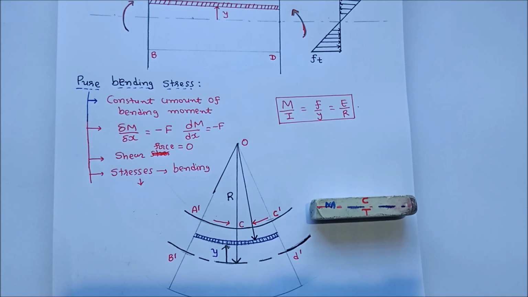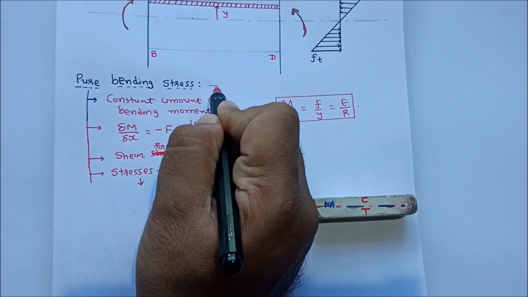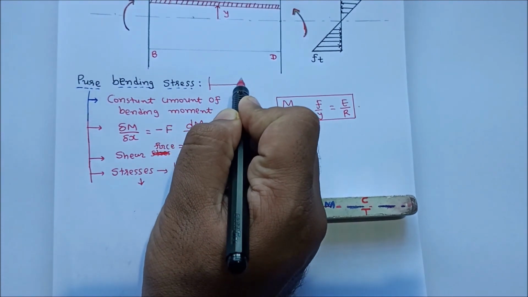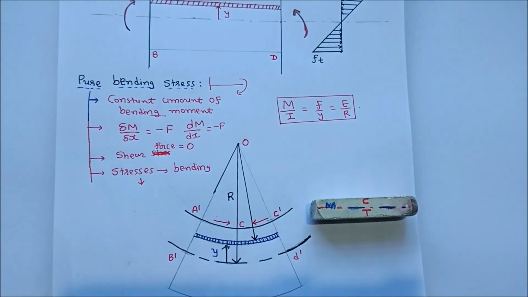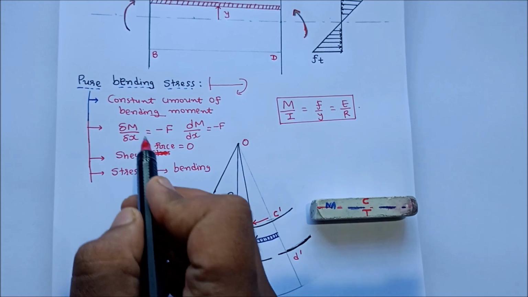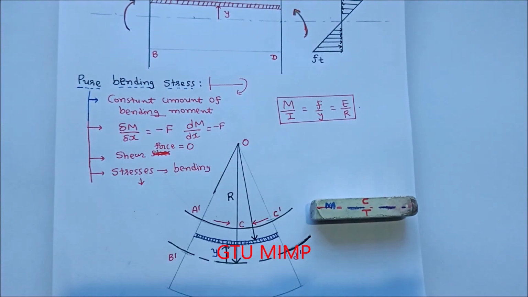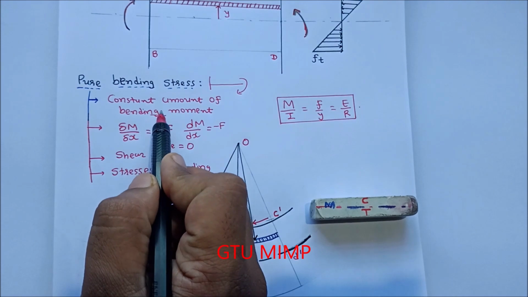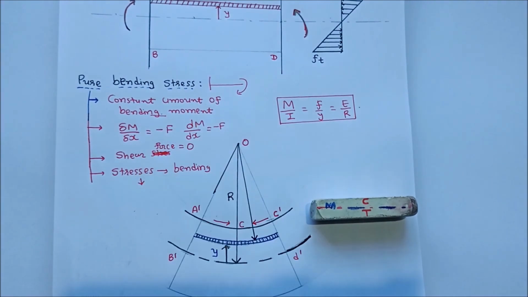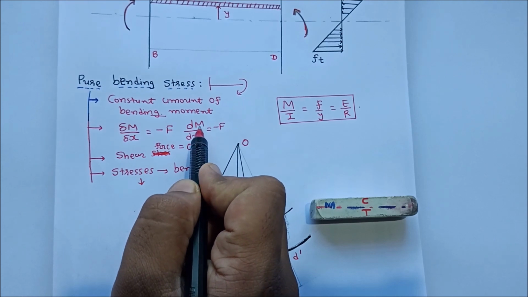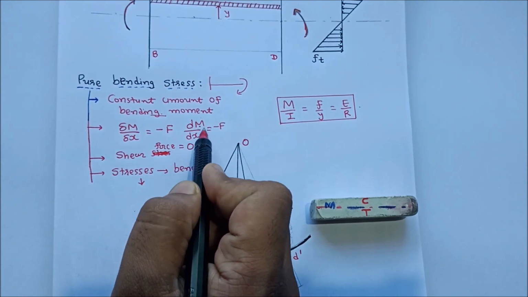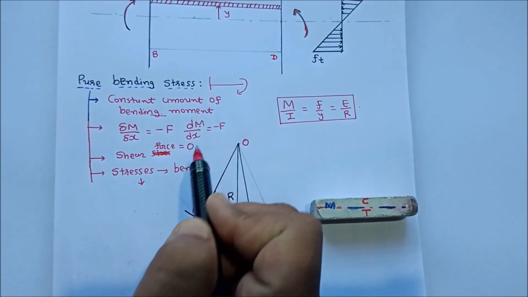Pure bending stress means when a beam of length is subjected to a constant amount of bending moment. So here, what is the relation between bending moment and shear force? That is dM by dx is equal to minus F. Here the bending moment is constant, and we know the derivative of a constant is 0. So this derivative is 0, which means shear force is 0.